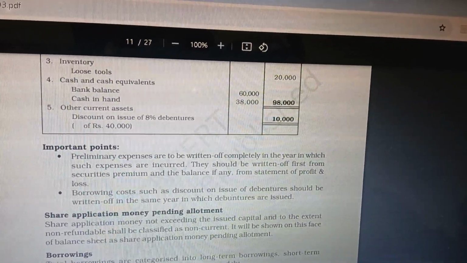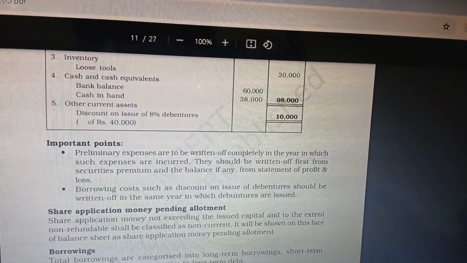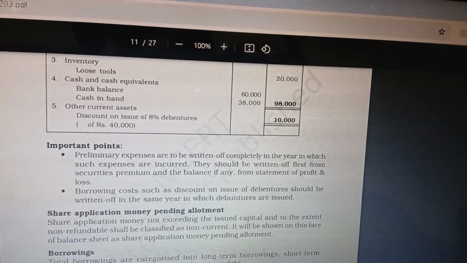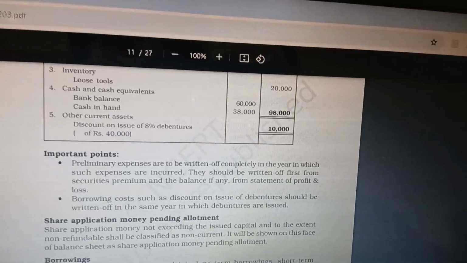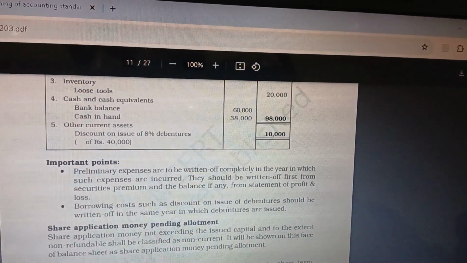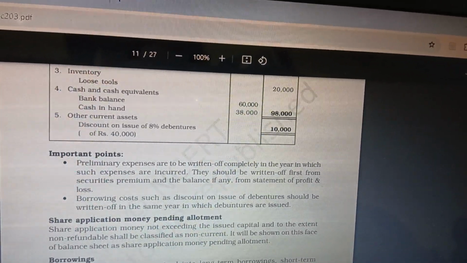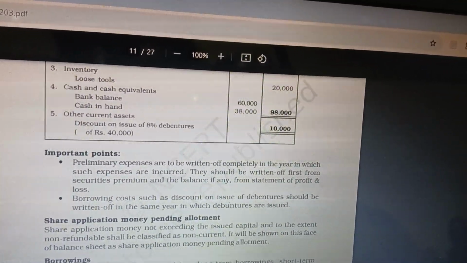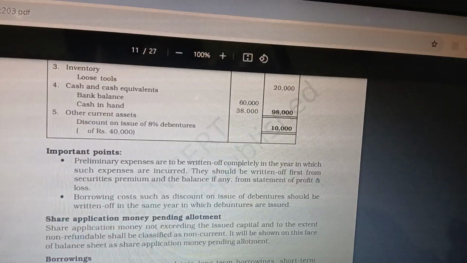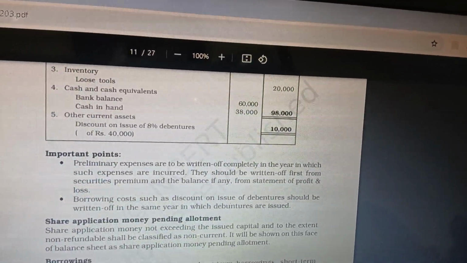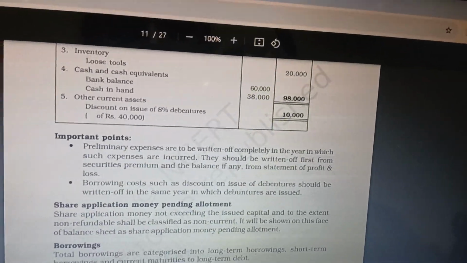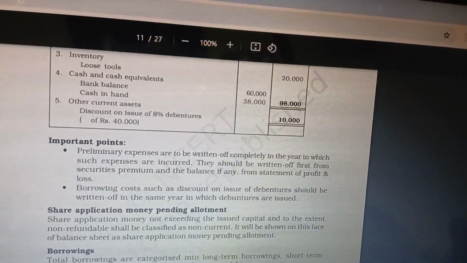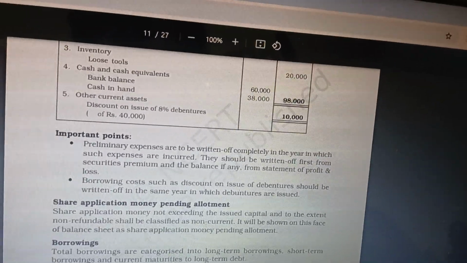Schedule 6 is a revised Schedule 6. It tells that the share application money should not exceed the issued capital. Issued capital is the actual value of shares, and if the share application money is not exceeding the issued capital and to the extent it's not refundable, refundable meaning it's paid back, then that application money should be classified as non-current.